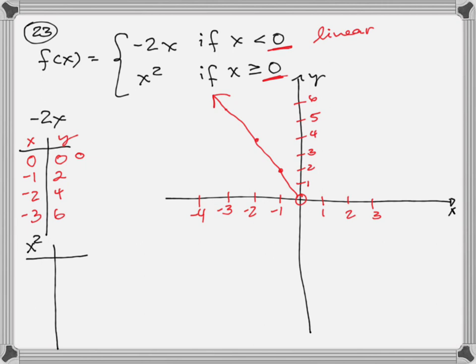Guys, are you with me? I know it's late, but this is important. Why, again, do I have an open circle here? 0 is not included. This point is actually not included.